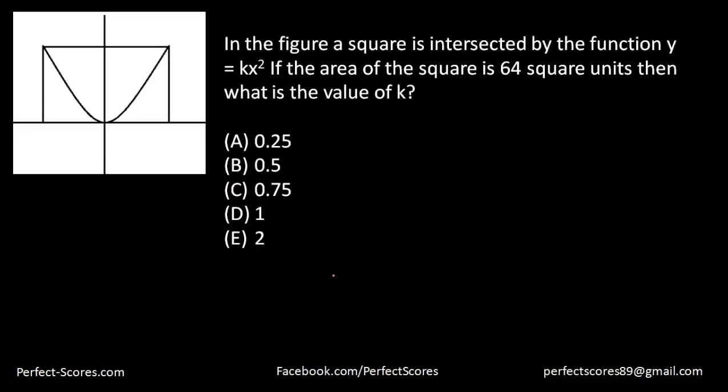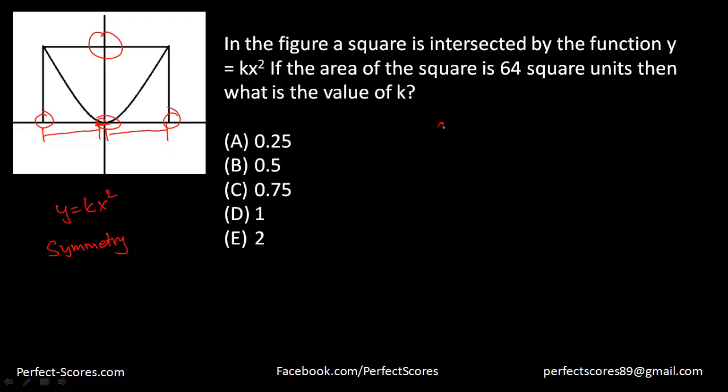So this question says that in this figure, a square is intersected by the function, and it is asking you the value of k. Again, focus on these points, guys. This point, this point, this point, and this point. Focus on these points. The function is y is equal to kx square. And since this is the smallest point, according to symmetry, the distance from here to here would be equal to the distance from here till here.